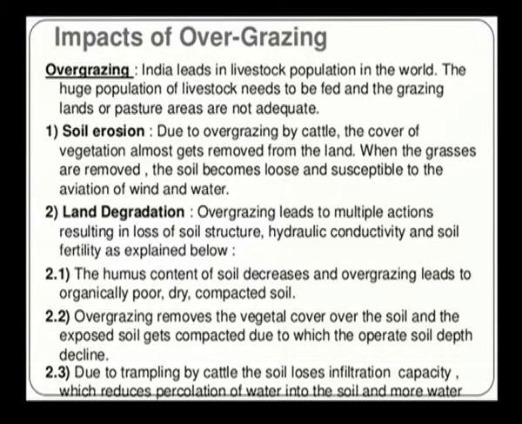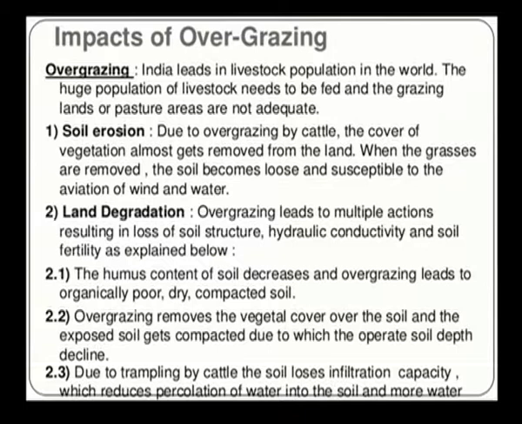What are the impacts of overgrazing? India leads in livestock population in the entire world. The huge population of livestock needs to be fed and the grazing lands or pasture areas are definitely not adequate. Because of overgrazing, soil erosion happens because the cover of vegetation almost gets completely removed from the land. So, when cows and goats and all such creatures are left to graze, they do not have the mentality of, okay, I have eaten my share and that is it. Overgrazing happens because they continue chewing the grass and they take the grass from the root, which loosens the topsoil. So, when grasses are removed, the soil becomes loose and susceptible to erosion by water and wind.